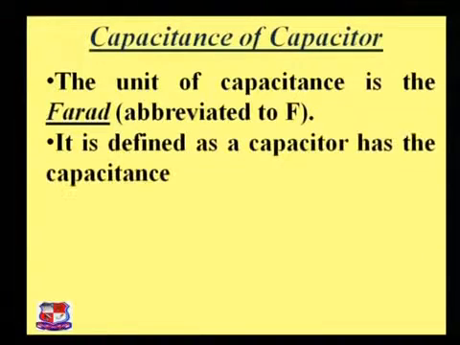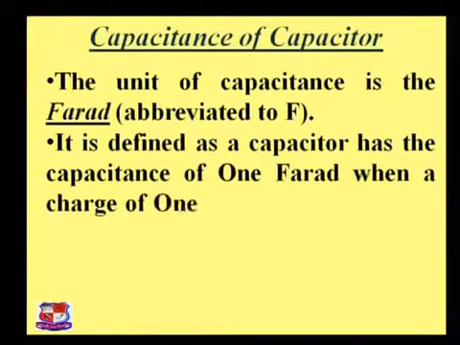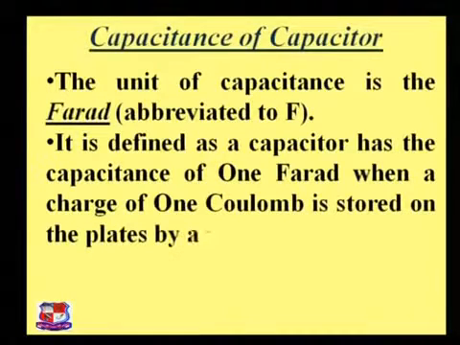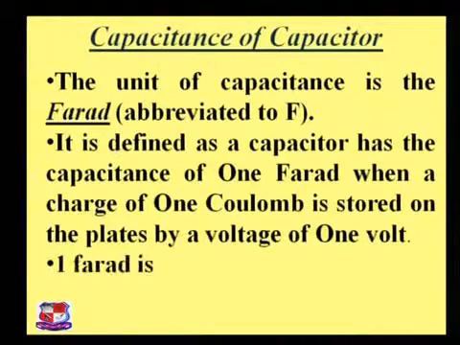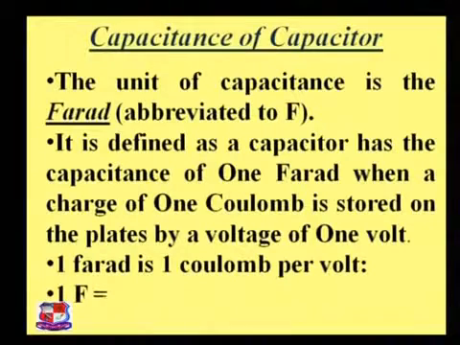Now, the unit of capacitance, as we already know, is the Farad. A capacitor has a capacitance of 1 Farad if the electrical charge Q is 1 coulomb and the applied voltage is 1 volt. According to the definition C equals Q by V, with Q equal to 1 coulomb and V equal to 1 volt, we find the capacitance is 1 Farad.